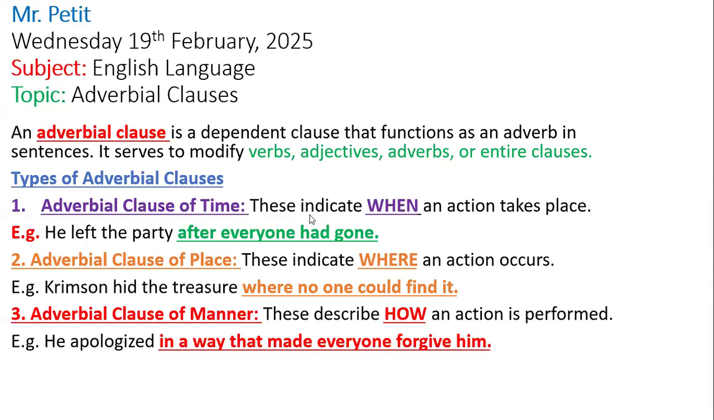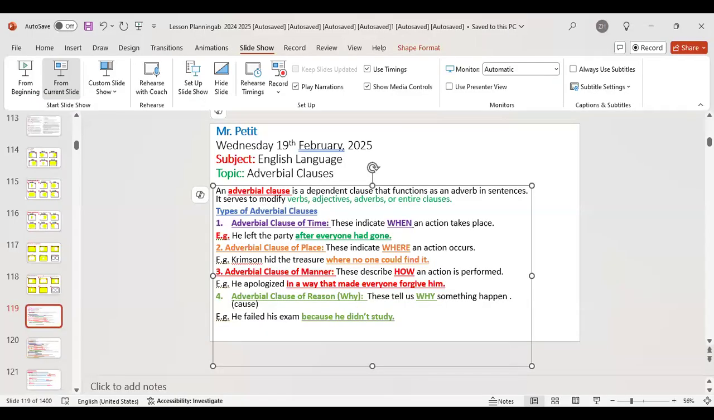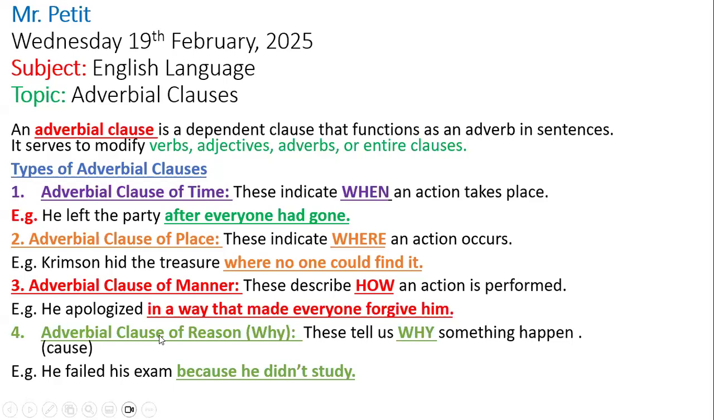So Malik has already read. Who hasn't read yet? Ethan Adderley, I see you put your name in the chat. Go ahead and read that adverbial clause of reason. Number 4. Adverbial clause of reason. These tell us why something happens. Example, he failed an exam because he didn't study. Very good. He failed his exam because he didn't study.